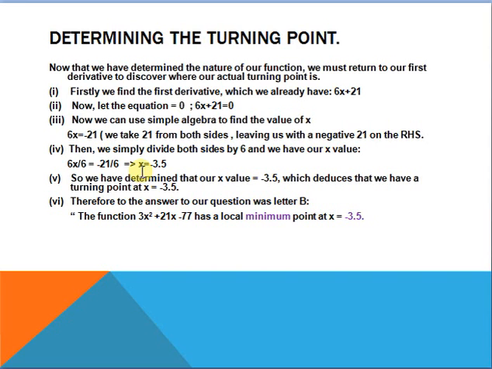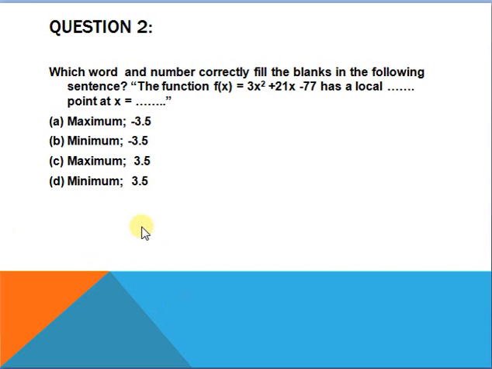So we have determined that our x value is minus 3.5, which deduces that we have a turning point at minus 3.5. Therefore, to answer our question, the function 3x squared plus 21x minus 77 has a local minimum point at x is equal to minus 3.5. So going back to our question, our two answers were minimum and minus 3.5. Therefore, our answer is B.